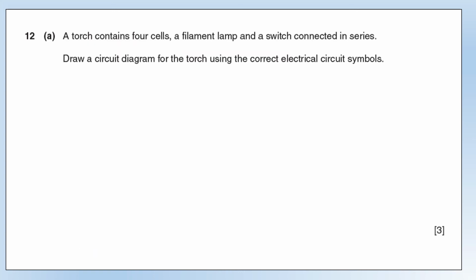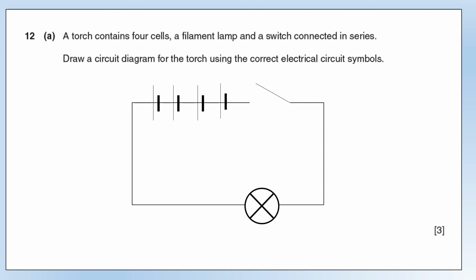Okay, so moving on to question 12. A torch contains 4 cells, a filament lamp and a switch, all connected in series. Draw a circuit diagram. So this is your circuit diagram. All the 4 cells are pointing in the same direction, so they add together. We've got our switch and then a light bulb.